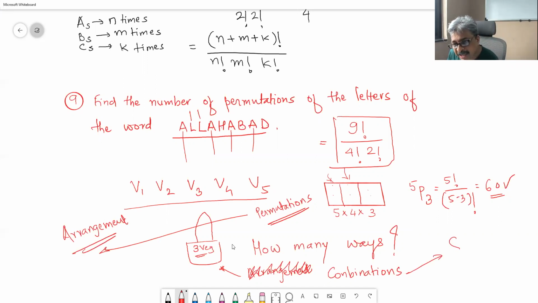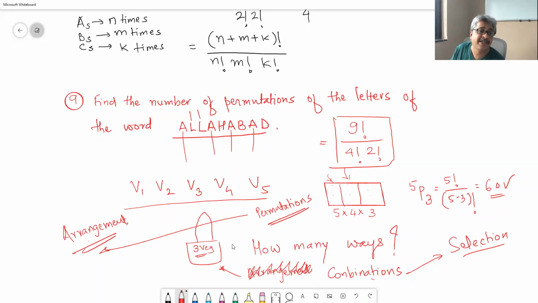Combination goes with selection. I am required to select 3 vegetables out of 5. That is the end of the story. I need not worry about which one I have selected first and which one I have selected last. So selection goes with combination.